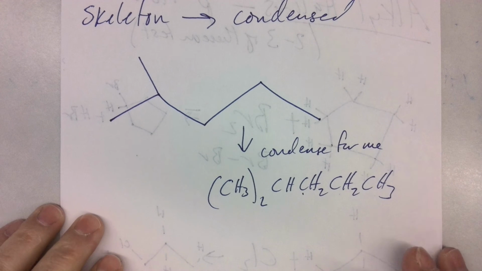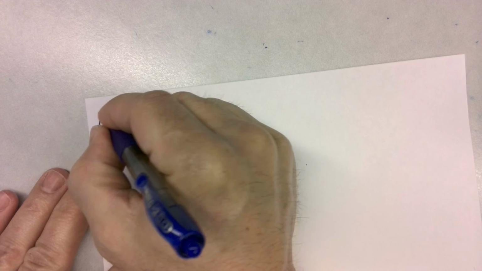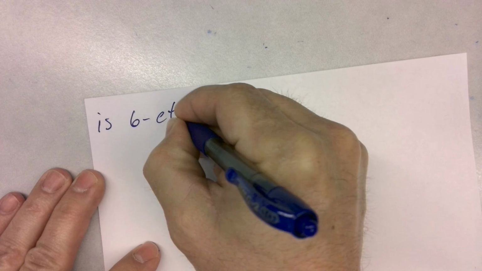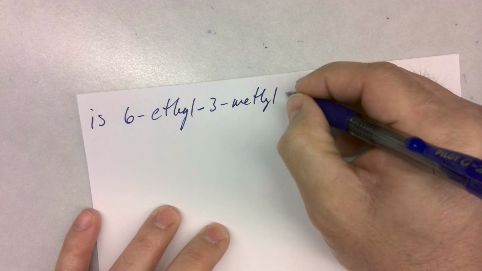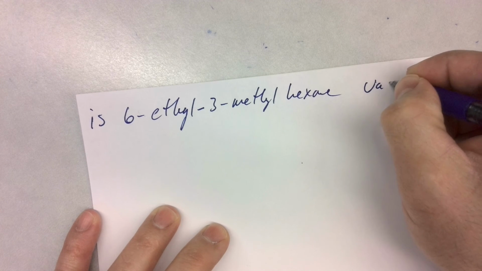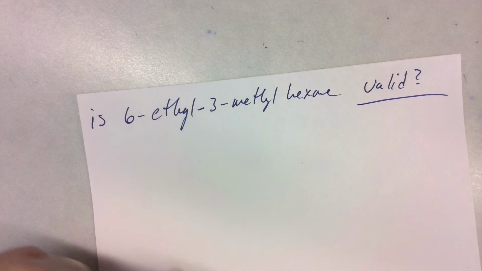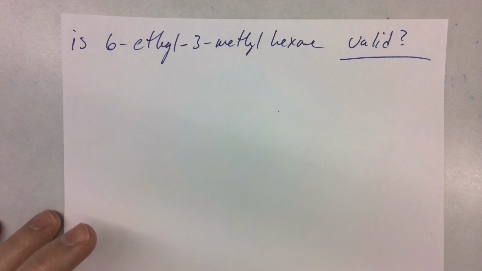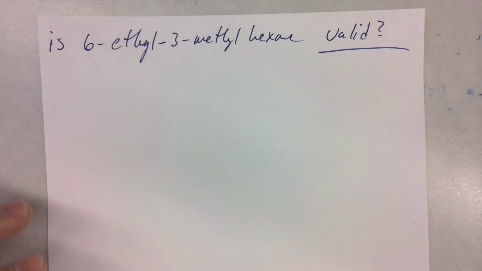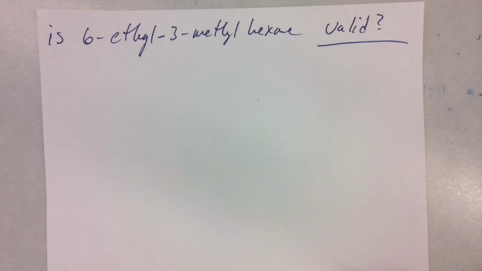Alright, and then I have this written down, but I got to go to a new sheet of paper. And this kind of harkens back to what we just talked about, and I wrote this. My question says, if 6-ethyl 3-methyl hexane, is that a valid IUPAC name? So again, I still think the easiest thing to do would be to do what to that? Draw it, right? So I know I'm going to start with the hexane, so I'm going to have how many carbons in my backbone?